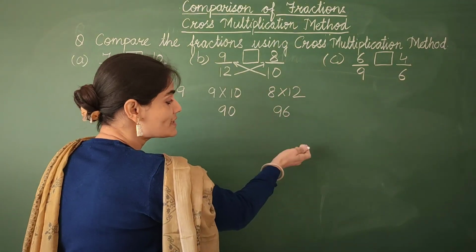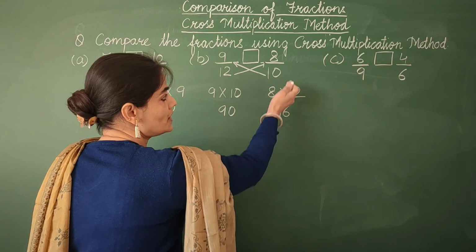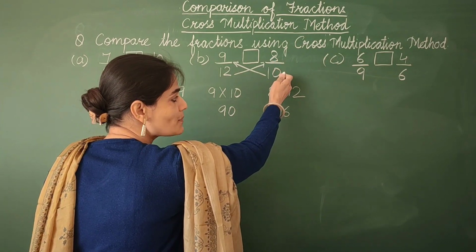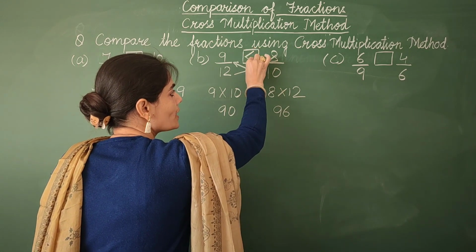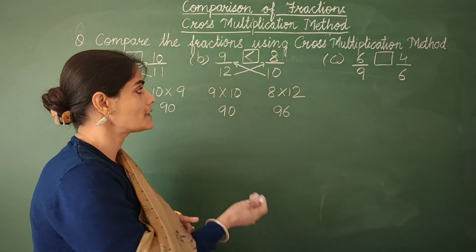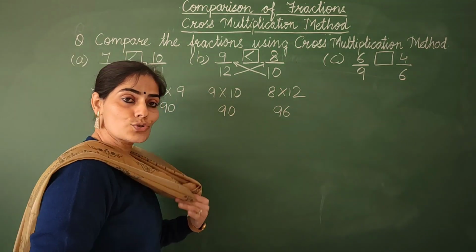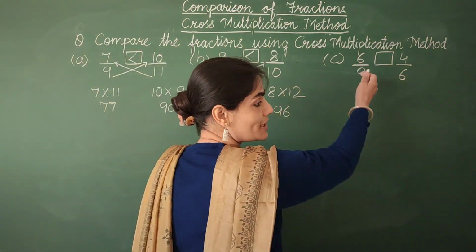So on which side do we have the greater cross product? The right side, that means the fraction 8 by 10 is greater than 9 by 12. And the crocodile, as usual, is very greedy and it opens its mouth towards the greater fraction. Let's move to the next part.